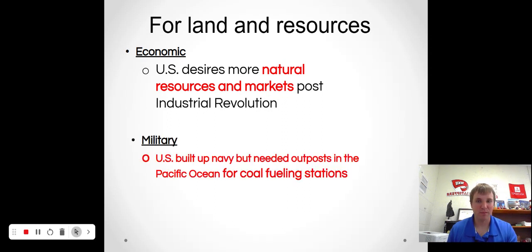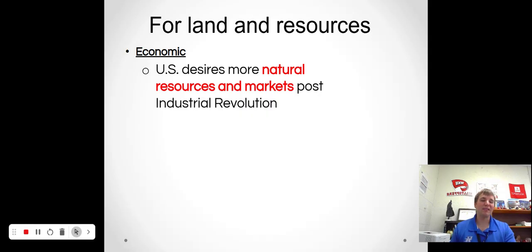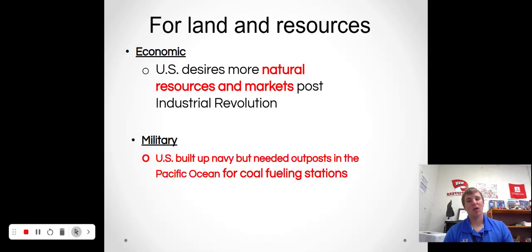Okay, military. The United States is trying to build up its navy during this time. There's this belief that you have to have a strong navy in order to be any type of military power. Why might the United States seek to gain control over these various islands in the Caribbean and the Pacific? Why do they need these islands if the desire is to build up a strong navy, have these boats patrolling around the world? Well, we had built up our navy and we wanted to get it patrolling around the world, but we needed outposts.